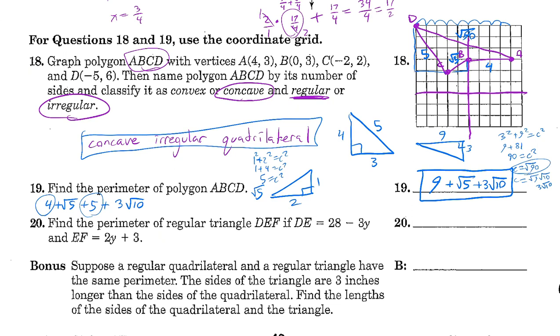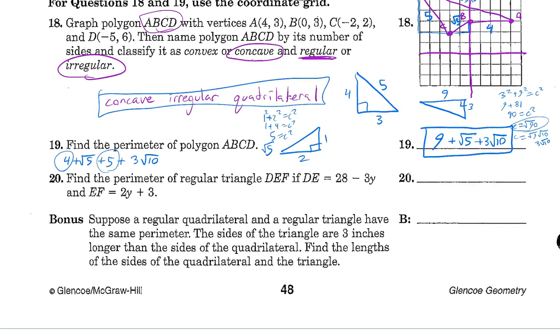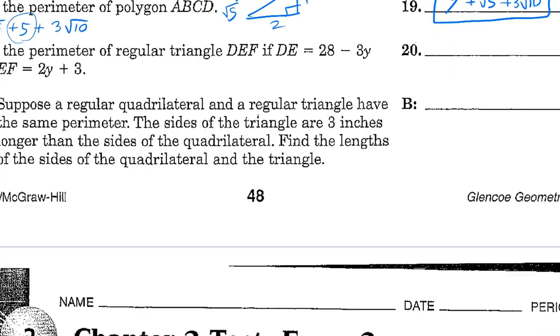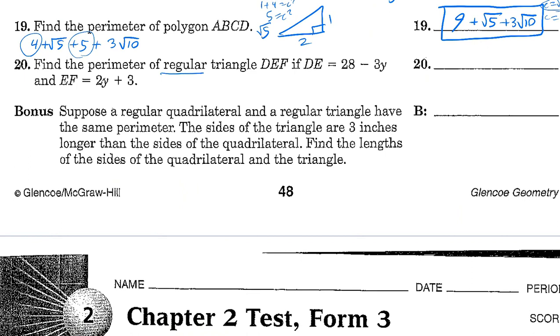Okay, 20. Find the perimeter of regular triangle DEF if DE is that and EF is that. Well, what does regular mean? Regular means all sides are the same and all angles are the same. So that means side DE is the same as side EF, right? It's not just isosceles, it's equilateral.